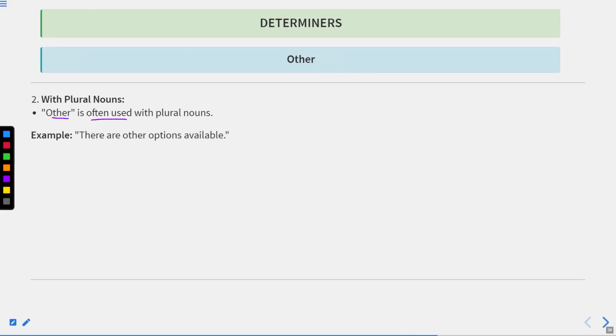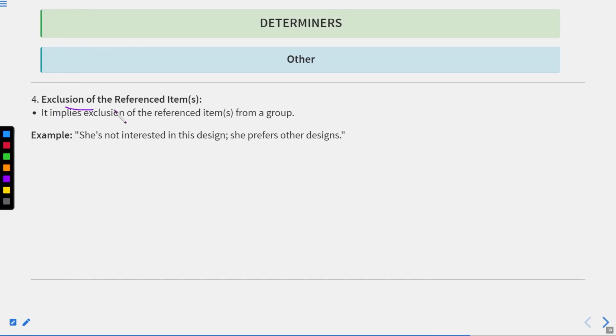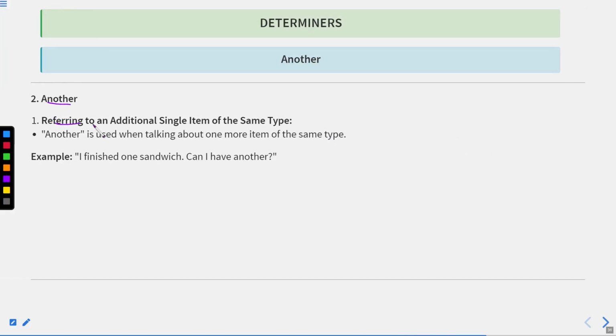With plural nouns, other is often used. There are other options available. With singular or uncountable nouns, when referring to something uncountable, other is used in singular form. Other information may be required. Other information means the rest of the information or the next information. It implies exclusion of the referenced items from a group. She is not interested in this design. She prefers other designs.